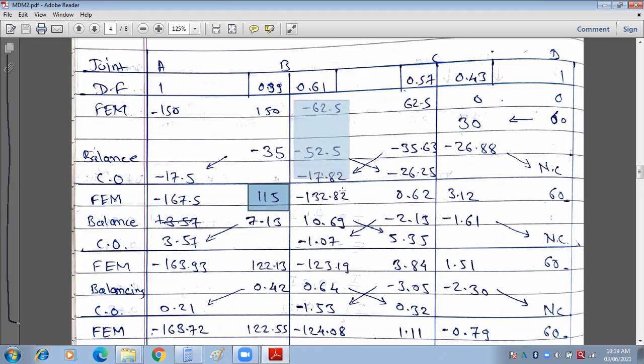Now the addition of these three terms is 132.87, and addition of these three terms 0.62. Addition of these three terms 3.12, and the 60 remains constant over here. Again, what we have to check is whether this B and C joint is getting balanced or not. If it is not balanced, again make the same procedure. Again I will show you how to make the procedure.